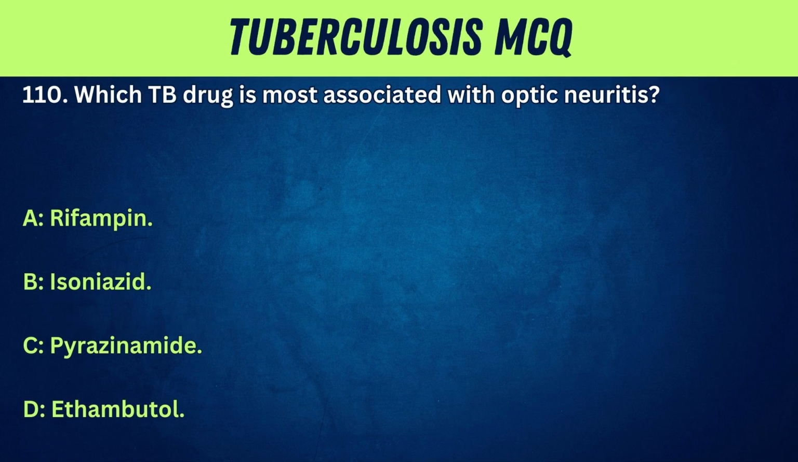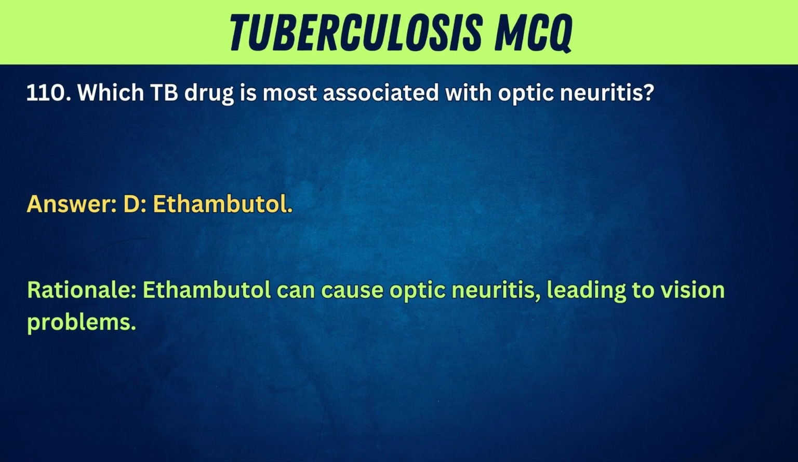110. Which TB drug is most associated with optic neuritis? A. Rifampin. B. Isoniazid. C. Pyrazinamide. D. Ethambutol. Answer: D. Ethambutol. Rationale: ethambutol can cause optic neuritis, leading to vision problems.